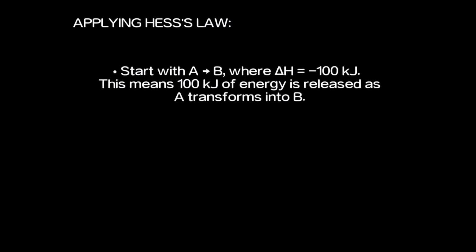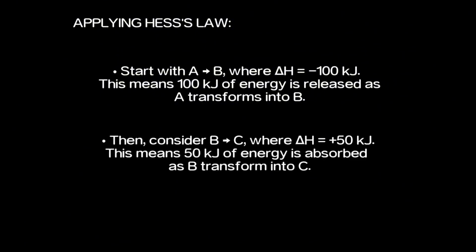By applying Hess's law, we start with A goes to B, where delta H is equal to negative 100 kJ. This means 100 kJ of energy is released as A transforms into B. Then, consider B goes to C, where delta H is equal to positive 50 kJ. This means 50 kJ of energy is absorbed as B transforms into C.